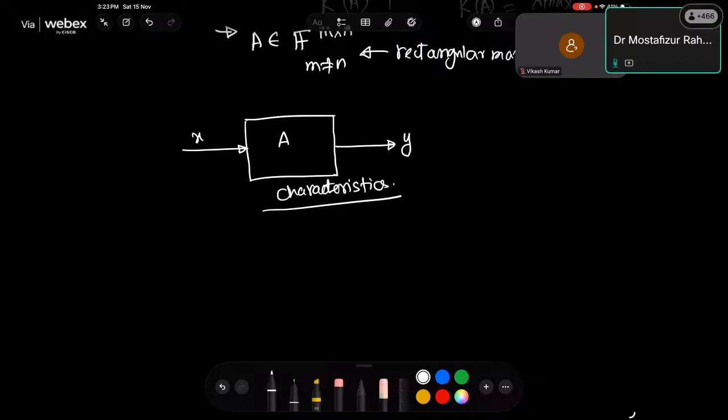One case is that in some problems we know A and Y, and we want to calculate X. Sometimes we know the input and we know the output from measurement, but we don't have knowledge about the system; it is unknown.